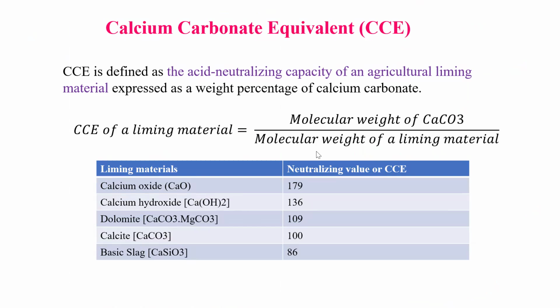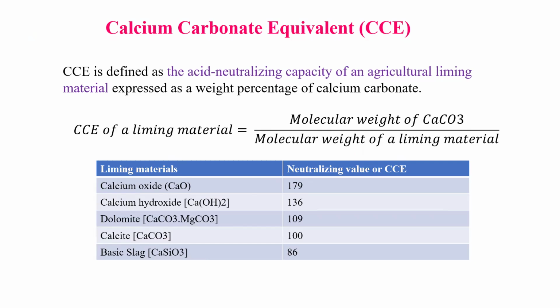Next point is the calcium carbonate equivalent. It is mainly used in order to neutralize the pH. It is defined as the acid neutralizing capacity of agricultural liming material, which is expressed in the form of weight percentage of calcium carbonate. The formula of CCE is the molecular weight of calcium carbonate by the molecular weight of the liming material used.